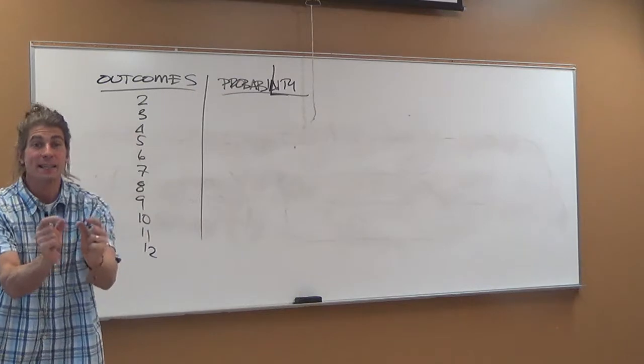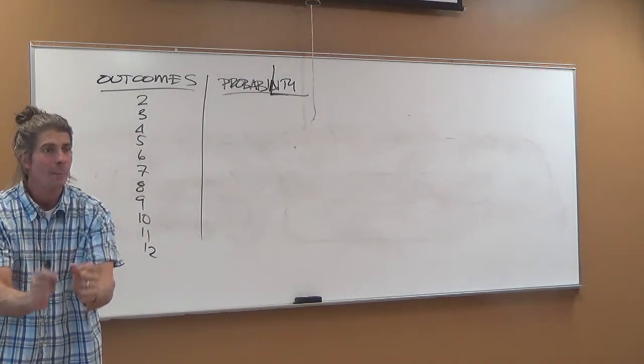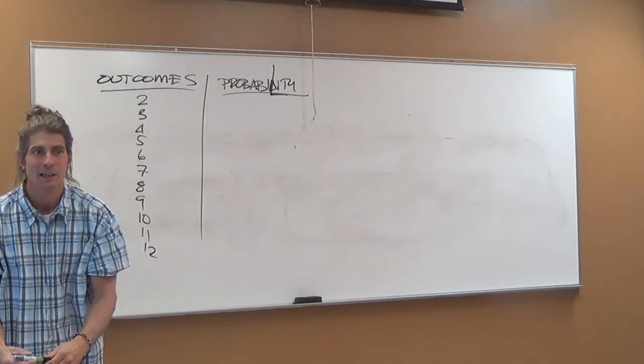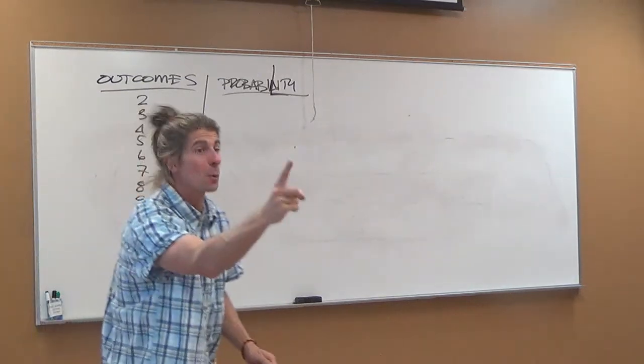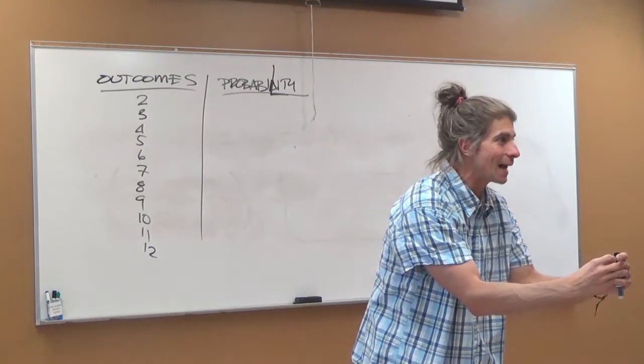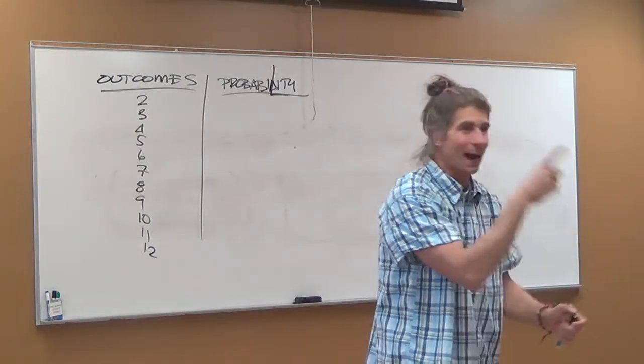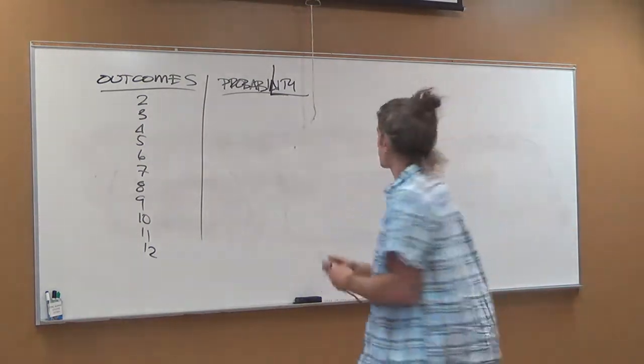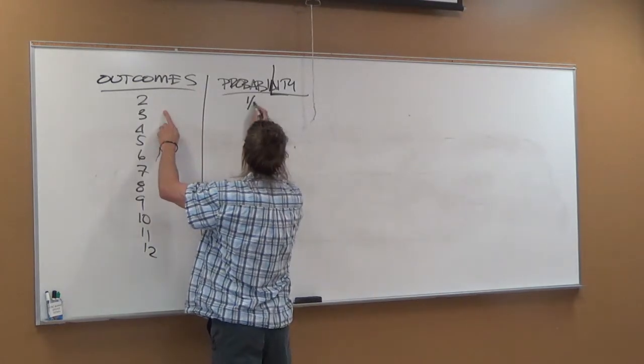So you have 36 outcomes for your dice. How many are snake eyes? There's only two ones, but there's only one outcome, one possibility. So if you hold those two dice in front of you, there's only one snake eyes. You have to roll a one on one die and a one on the other. That's one outcome. So the chance of snake eyes is 1 in 36.